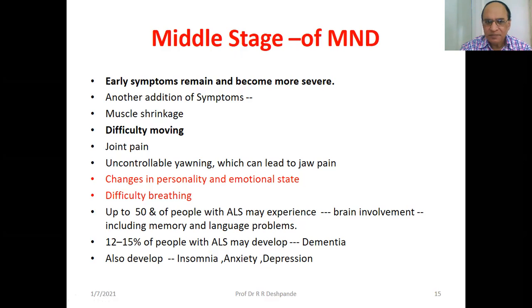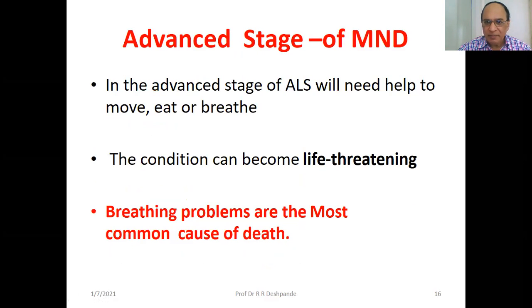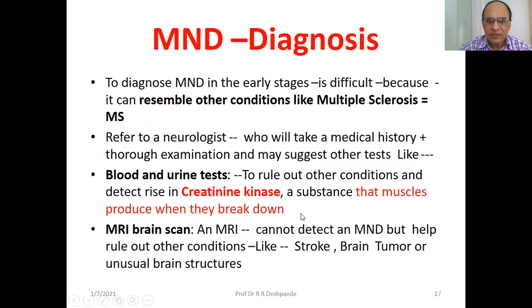It's but natural. Advanced stage of MND. There they will need help to move, wheelchair, ambulance, eating problem, Ryle's tube, breathing problem, ventilator. The condition can become life threatening, the death. Breathing problems are the most common cause of death.